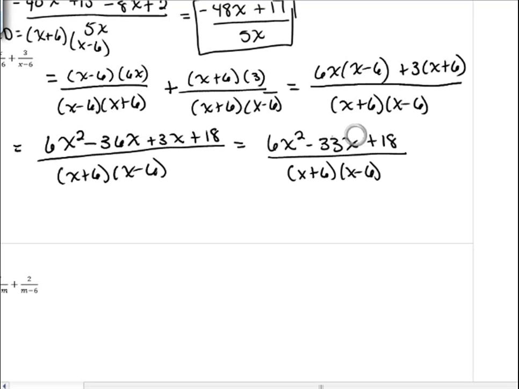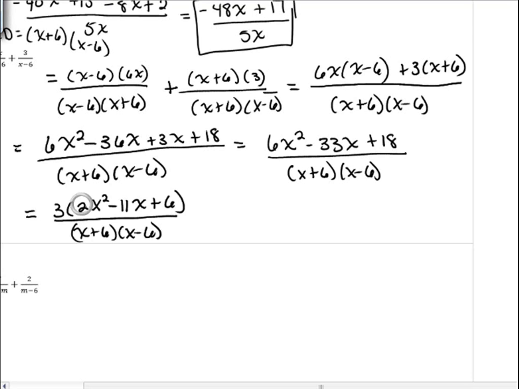We want to try to factor our numerator to see if we can cancel anything that's in our denominator. There's one thing that I see that I can factor right away, and that's to factor a 3 out of the numerator. That would give us 3 times the quantity 2x squared minus 11x plus 6, and this would be all over x plus 6 and x minus 6. We always want to see if we can cancel anything, so I want to see if I can factor this 2x squared minus 11x plus 6 further.